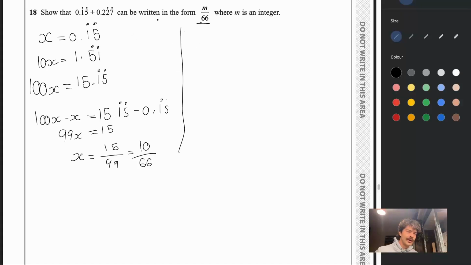Secondly, we're going to run through the whole scenario again with 0.227 recurring, and we'll see what we get. Just to be super clear, let's call this y. y is equal to 0.227 recurring. 10y is going to be equal to 2.27 recurring. It doesn't quite line up, okay? This 7 starts cancelling with the alternating 2's, so we need to go a little bit further with this one than we did last time.